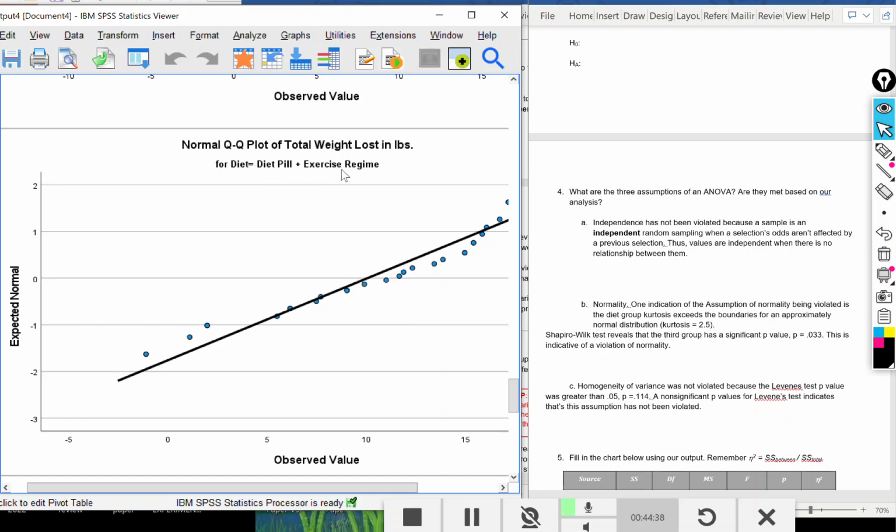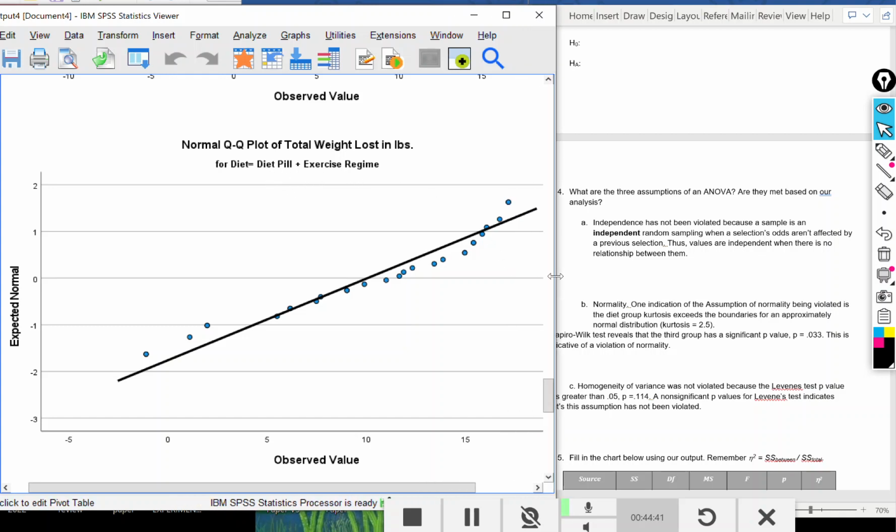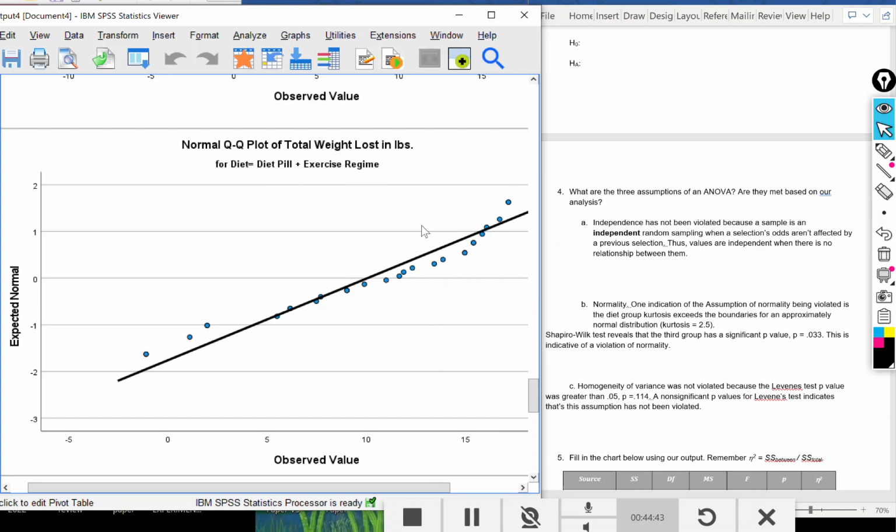Diet pill plus exercise. And notice here, it does seem like there are some discrepancies, but I don't see that many major discrepancies. In my estimation, they're still toeing this line. They're not way out here or way down here. So it looks like approximately normal. So it looks like this is not a violation of normality.